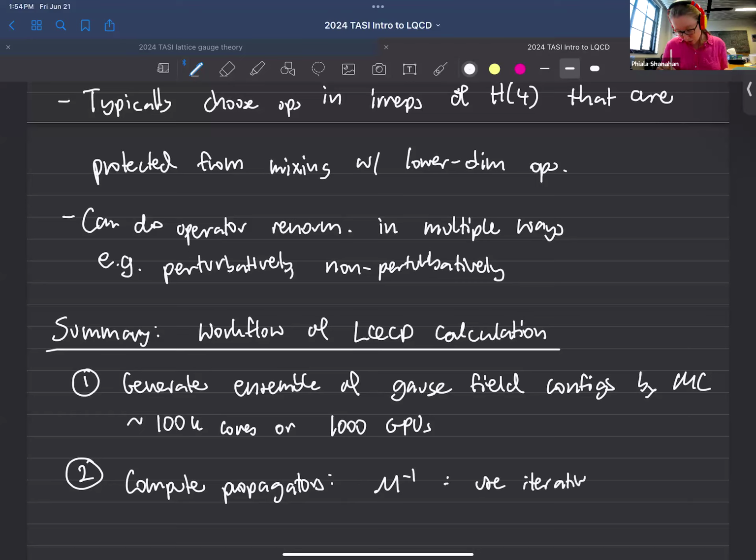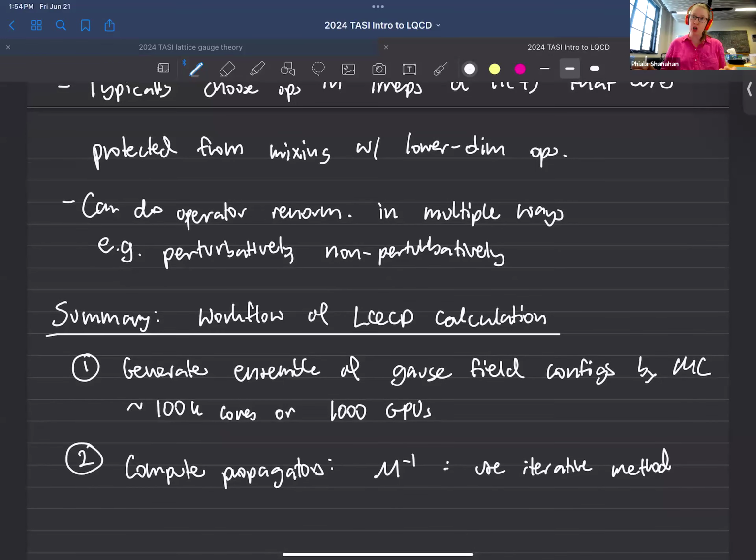You would do this using an iterative method, something like conjugate gradient. And this is sort of a smaller scale calculation computationally. You probably only need a few hundreds of GPUs, but you have to do this many, many times per configuration, per sample. So you might have sort of order a few thousand samples of gauge fields, but on every sample, you might compute hundreds or thousands of propagators.